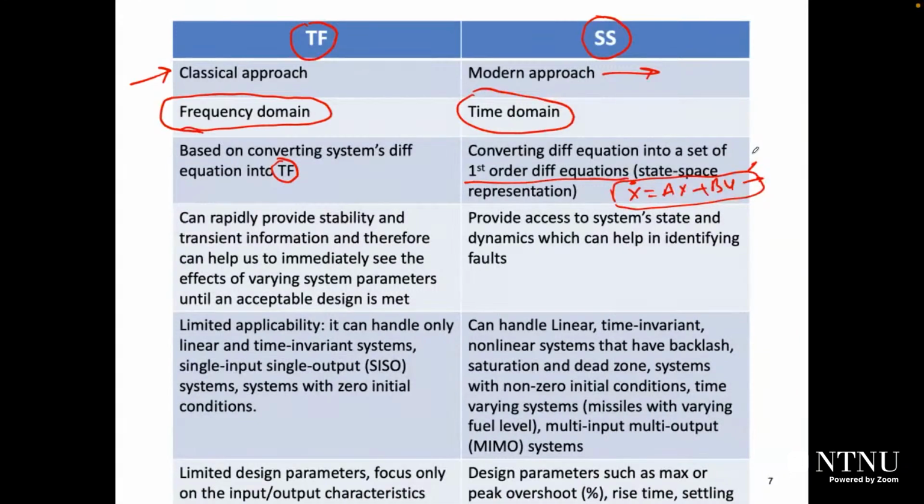In frequency domain, we can rapidly provide stability and transient information, and therefore can help us to immediately see the effects of varying system parameters until an acceptable design is met. This is very quick, in fact. When you use the transfer function approach, it's very rapid. Even if you want to check stability by looking into your tools, it will be easy to discover quickly if your system is stable or unstable.